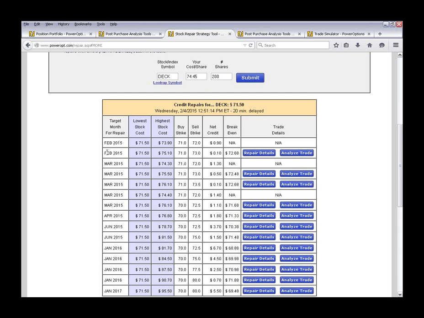But notice here, there are now repairs available for February and for March, where our break even is only at 72.68, lower break even. There's one here that was the same break even price, $71.68 for March expiration, now using the 72.5 strike. Okay, so let's take that break even. We get a $1.10 net credit. We've got a lower break even of 71.68. Let's take a look at the repair details.